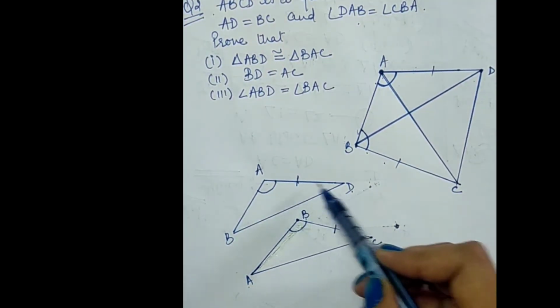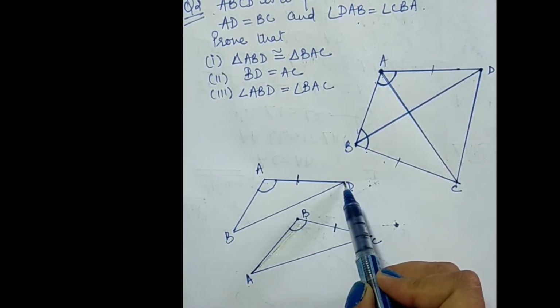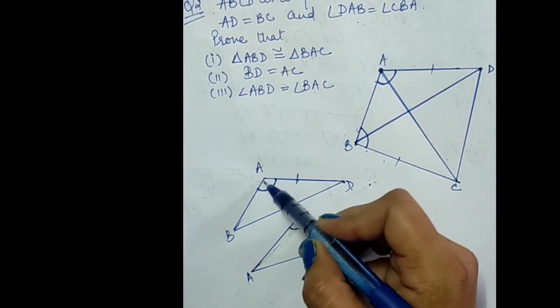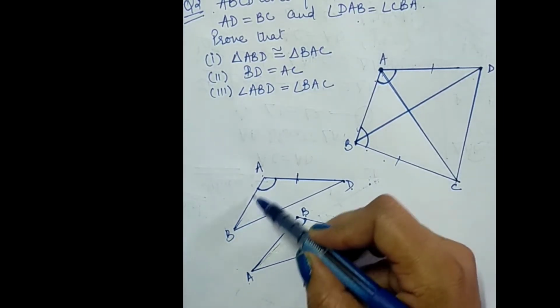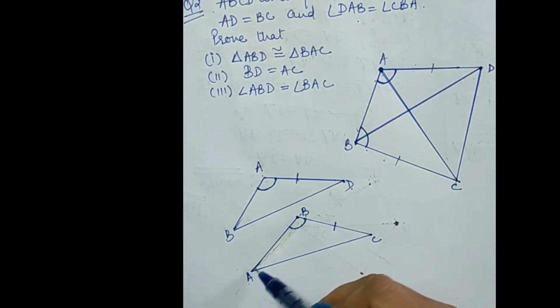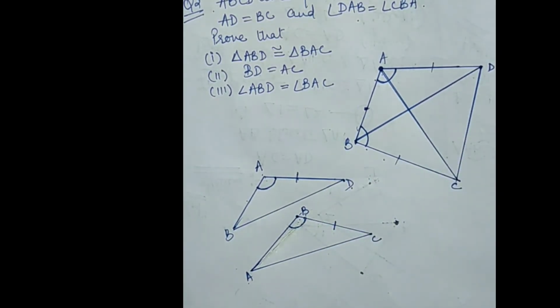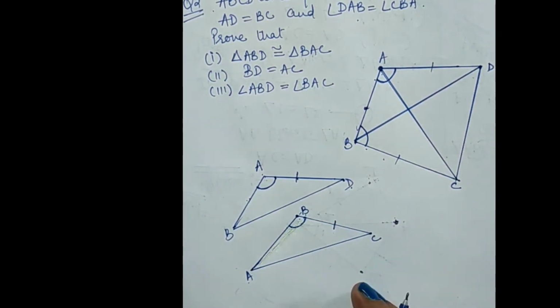Now you can easily see that AD is equal to BC. This side is already given to be equal. This angle is given to be equal to this one. Now the third side: this is AB in this triangle, and here also this is AB. Here it is BA and here it is AB. So you can easily see that this side is common in the two triangles. So side, angle, side will make them congruent.